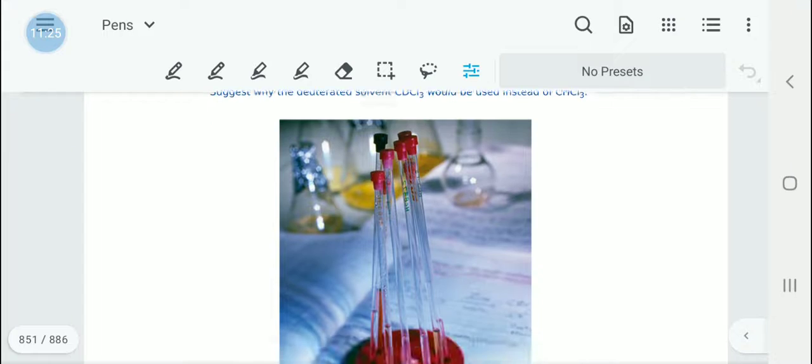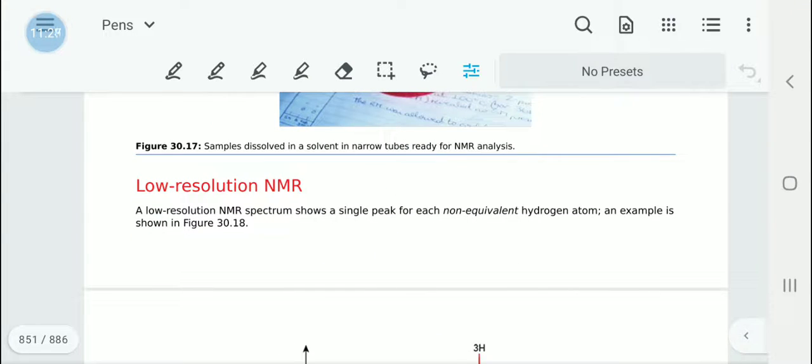In the next video, we will discuss the low resolution NMR and the rest. If you have any doubts, please ask.